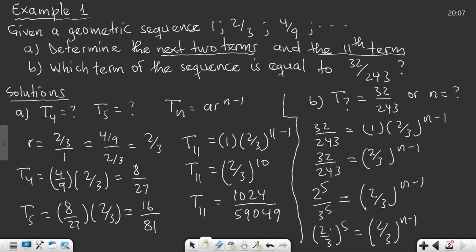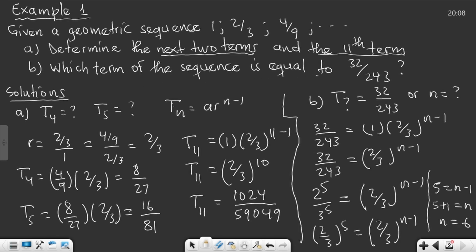Okay, now we can see my bases are the same, 2/3, 2/3. So I can equate my exponents. Let me do it here. Since my bases are the same, I can say my exponents are equal. So it will be 5 is equal to n minus 1. And when we take minus 1 to this side, it will be plus 1. So you have 5 plus 1 is equal to n, and n is equal to 6.